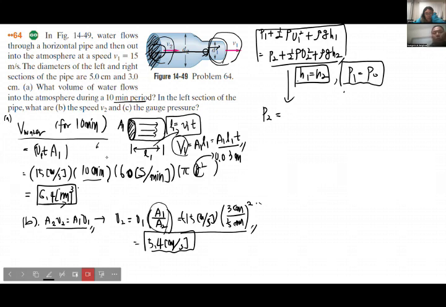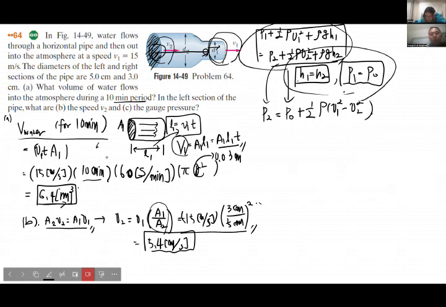So P2 could be expressed with the atmospheric pressure, now P1 replaced by the P naught atmospheric pressure, plus 1/2 rho times V1 squared minus V2 squared, out of this formula by this constraint. One more time. This formula, the standard Bernoulli equation, can be converted to this expression by this constraint. Understand, right?